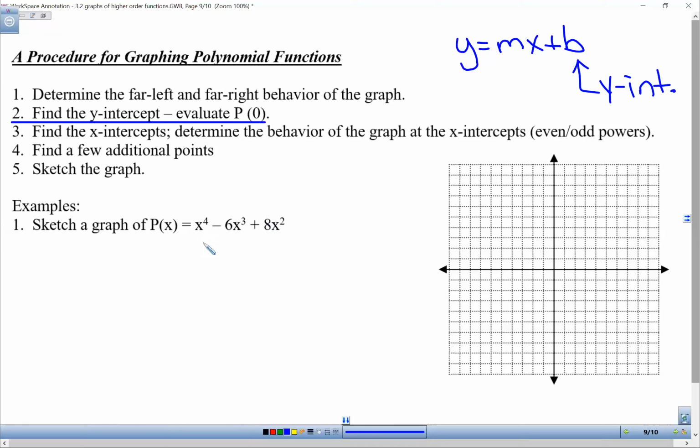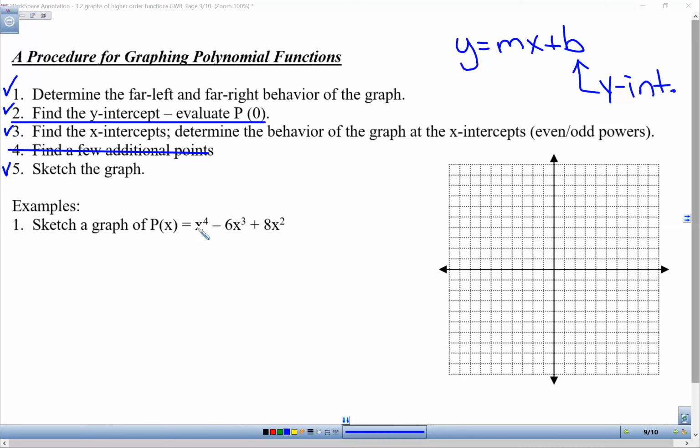All right, so here's a list of what we need to do. We need to determine far left and right behavior, get our y-intercept, find the x-intercepts, and then sketch the graph. So notice I skipped number 4. Some people like to find a few more points, but remember, it's a sketch, guys. We don't need to have everything 100% exact. So by the time you get all your intercepts and you know what happens on the left and you know what happens on the right, you've done enough to sketch your graph, and you should be able to sketch it.